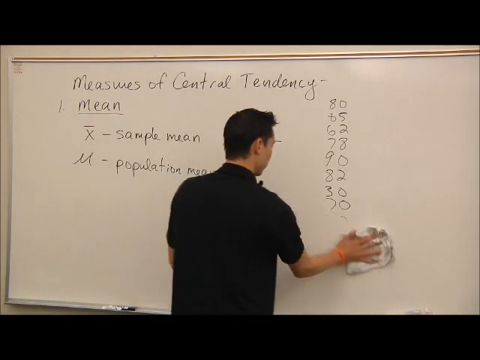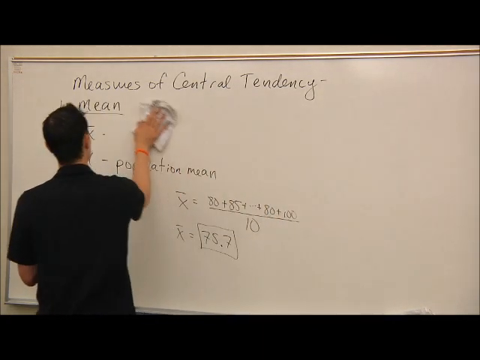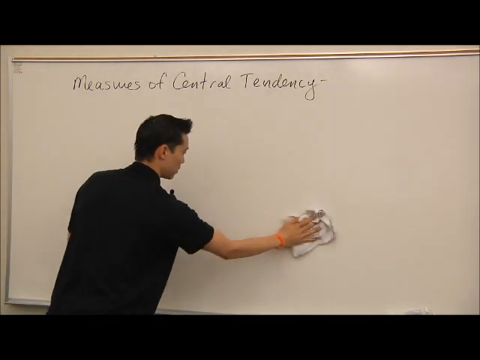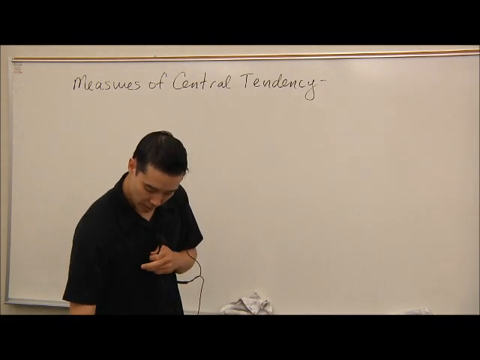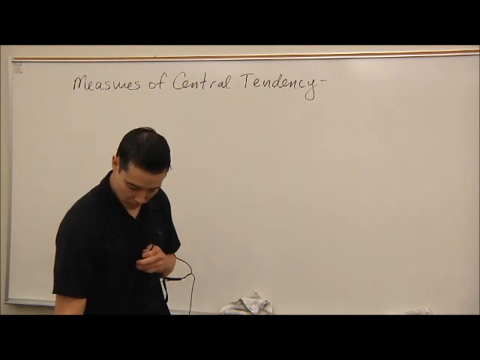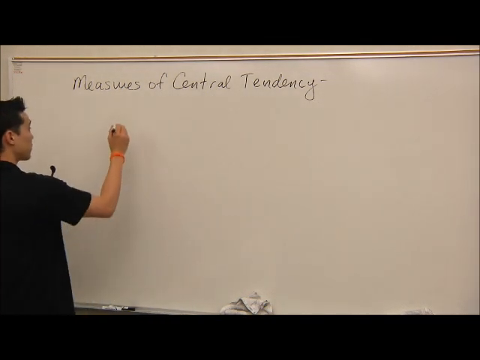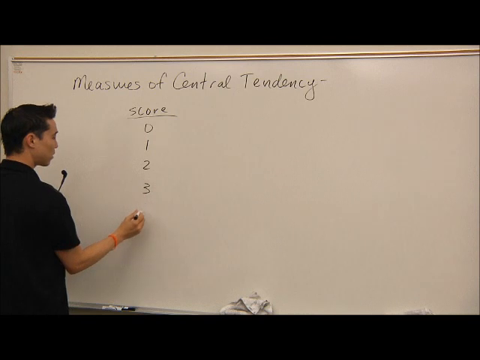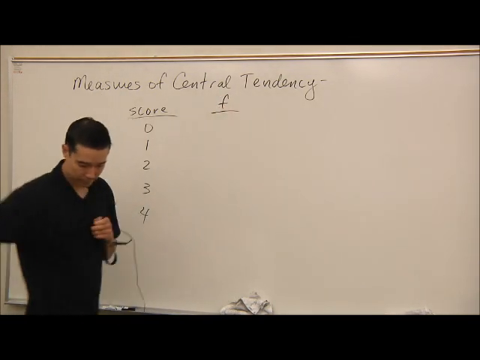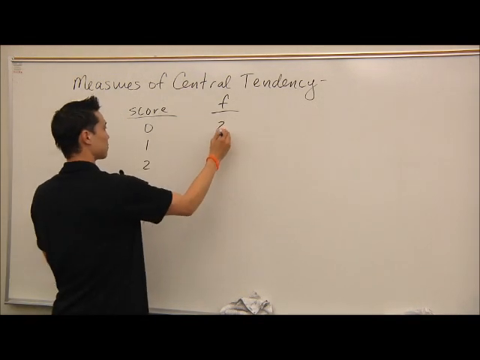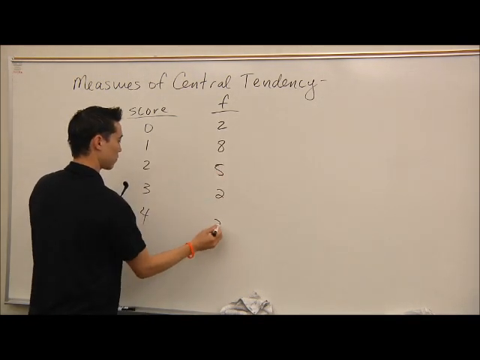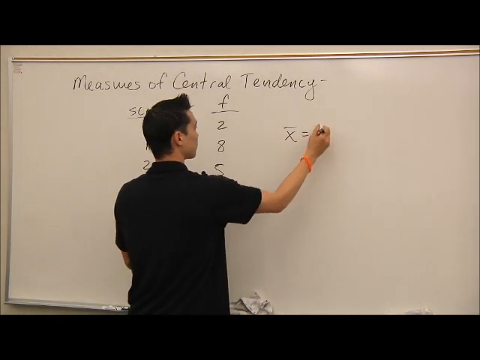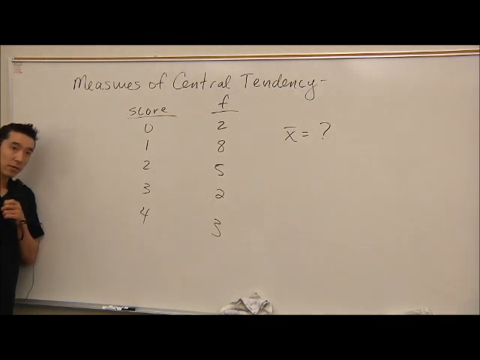All right, let's take a look at this example and see how you would do this. Let's say I have some data, and it represents quizzes, again, but I have it in a frequency distribution. So you could get a 0, 1, 2, 3, or 4 on this quiz, and I have your frequency: 2, 8, 5, 2, 3. And it just wants you to find X bar. So I've thrown a little bit of a curveball at you. I don't have all of the values listed, but I have a frequency distribution of those values. But I still want to find X bar.